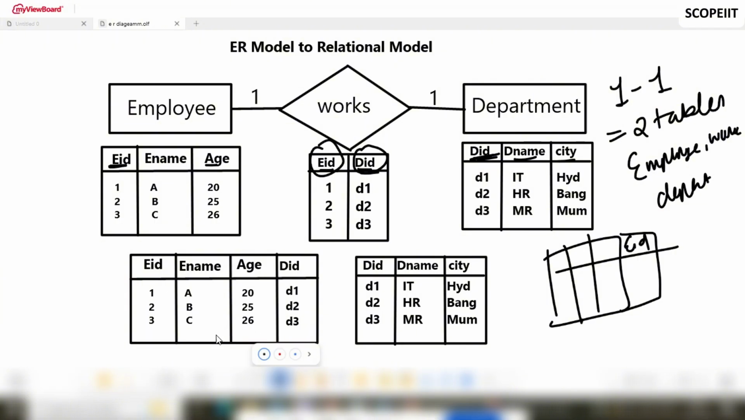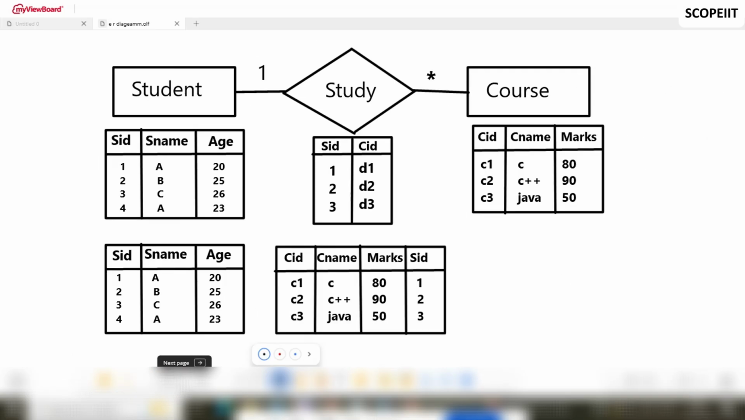Next, now suppose your cardinality is one to many. So in that case, what will happen? See, one student can study many courses, right? So this is my student table: student ID, student name, age, and this is my course table: course ID, course name and marks. So here also the same question, which will be the primary key, student ID or course ID?